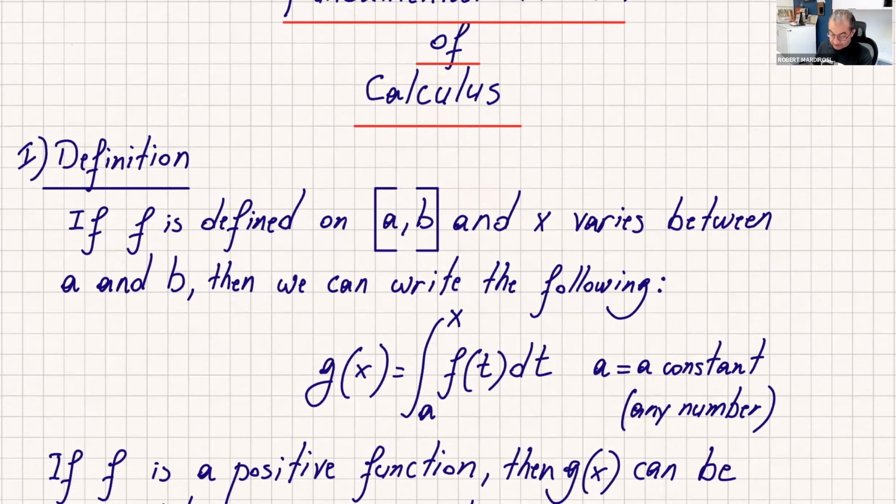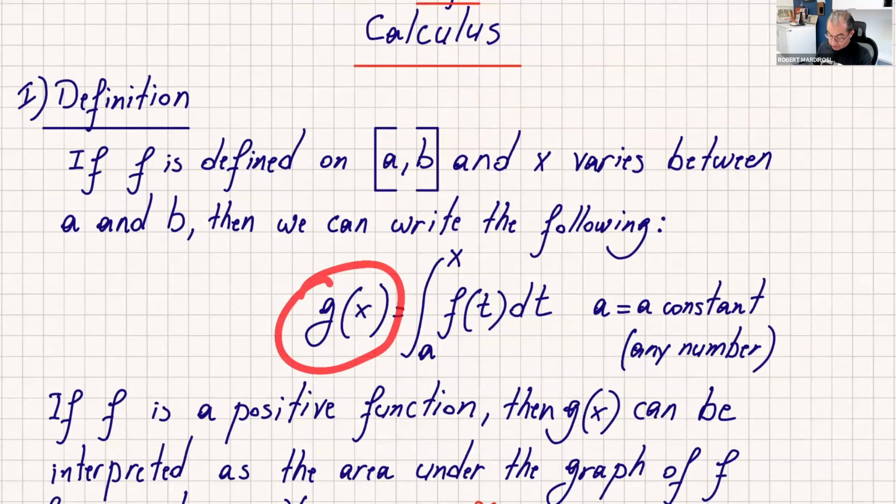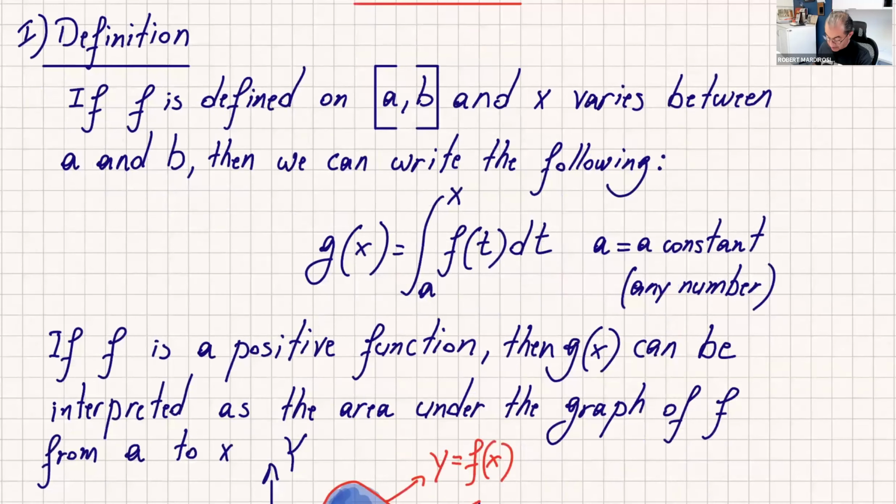It says if f is defined on the interval [a, b] and x varies between a and b, then we can write the following. So you can say the function g of x can be written as the integral going from a to x of f of t dt. In this case, a is a constant, just a number. And if f is a positive function, then g of x can be interpreted as the area under the graph of f from a to x.